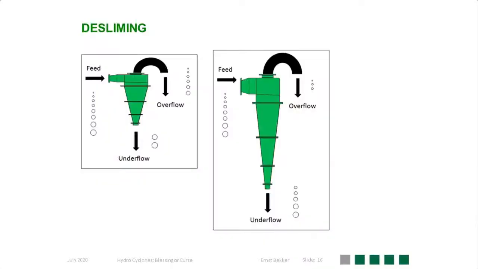People sometimes use normal cyclones that they can find from wherever in the process. Sometimes they just buy second-hand equipment. The cyclone configuration is important. If you want to have proper desliming performance, the length of the cyclone is important. The longer the cyclone, the better the performance in terms of desliming. We want to remove the fines or the slimes from the underflow of the cyclone.